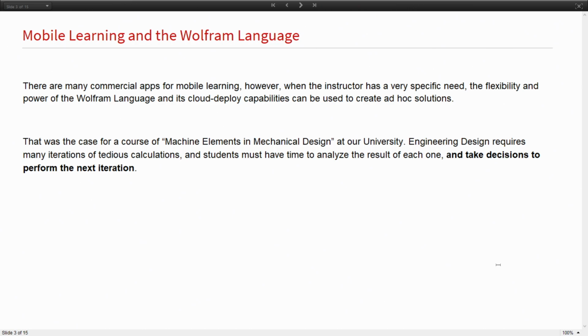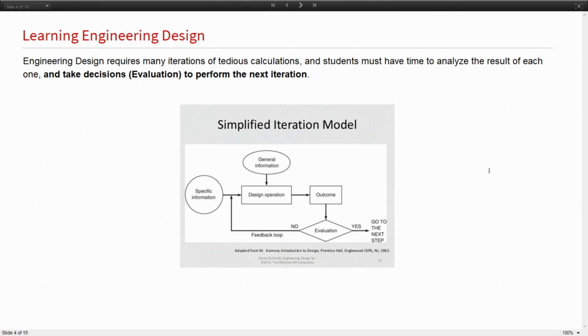That loop in mechanical engineering design can be represented with this simplified model, where the designer has some general information. He is going to feed specific information into the design operation. We'll have a result, and then he has to evaluate the result to see if he already has the correct element, the correct gear, or the correct shaft, or whatever. If not, he has to go back.